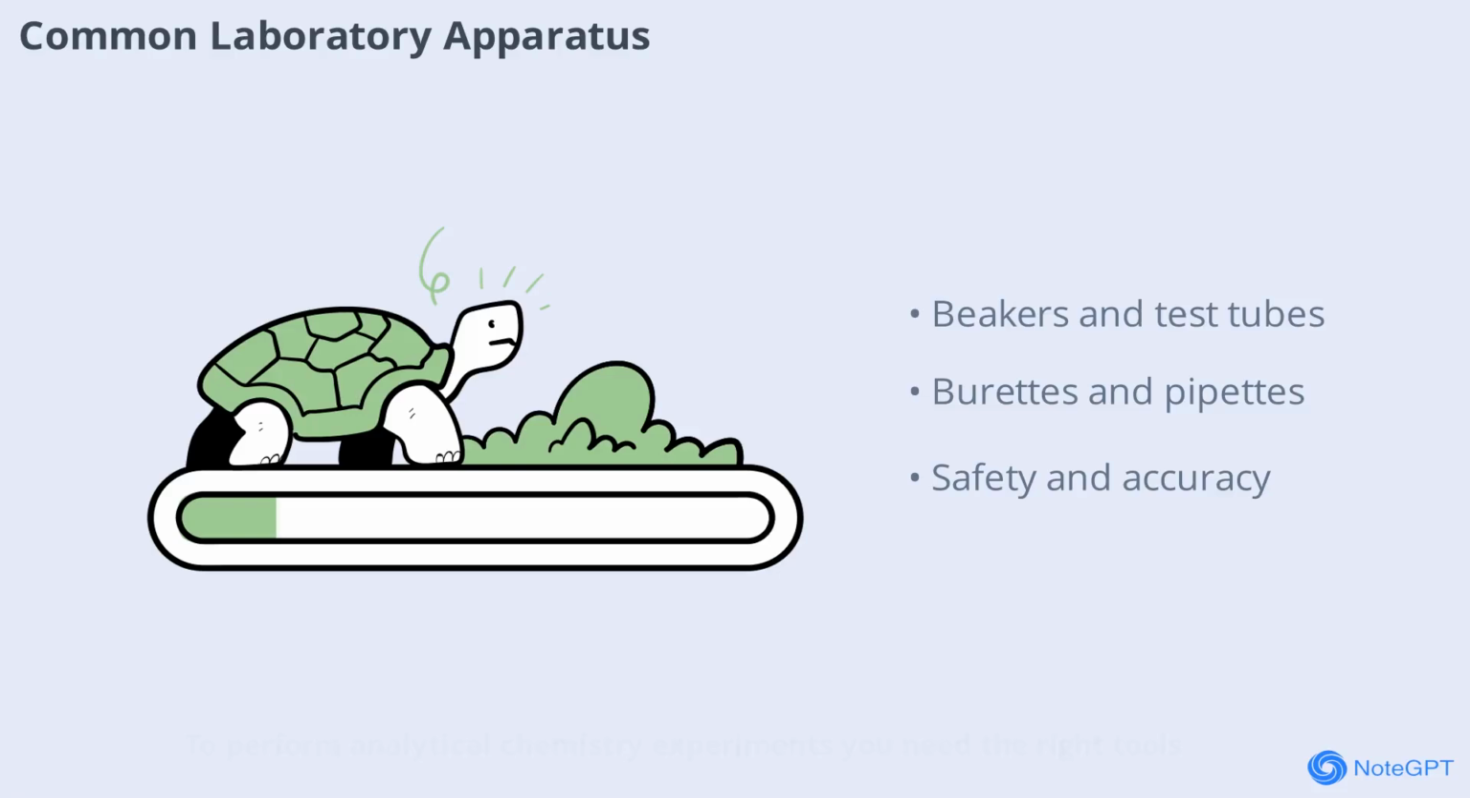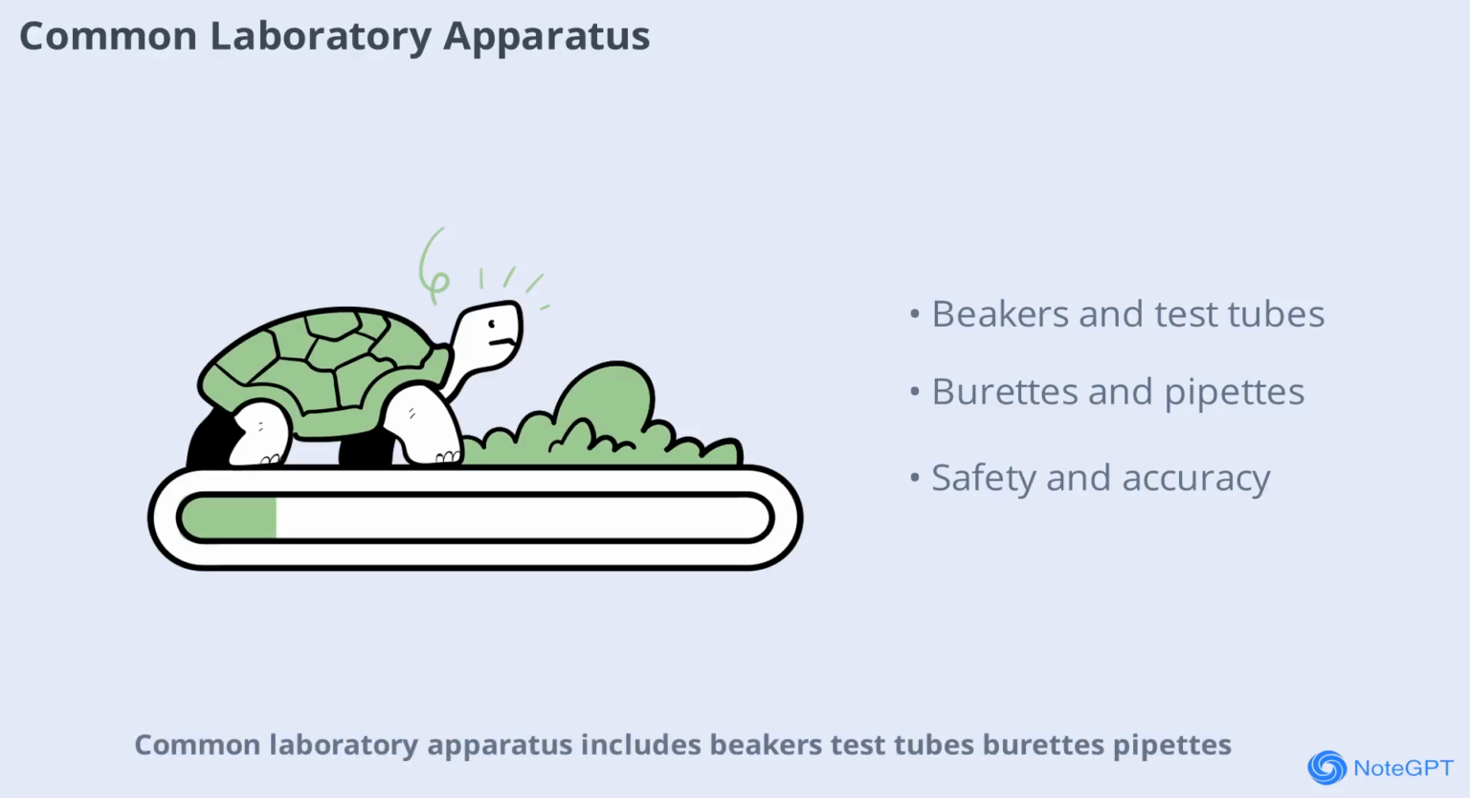To perform analytical chemistry experiments, you need the right tools. Common laboratory apparatus includes beakers, test tubes, burettes, pipettes, and flasks. Each piece of equipment has a specific purpose, whether it's measuring liquids, mixing solutions, or conducting reactions. Proper use and handling of these tools are essential for accurate results and safety in the lab. As you progress in your studies, you'll become more familiar with these instruments and their roles in various analytical techniques.